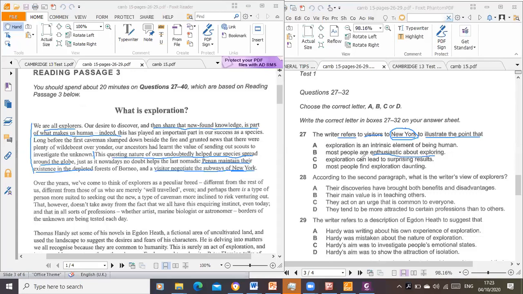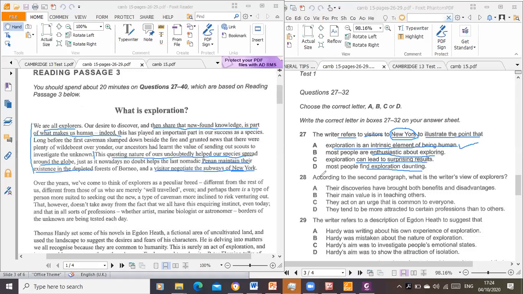It never had anything to do with the fact that most people are enthusiastic about exploring. No. Never talk about exploration can lead to results. Never talk about most people finding exploration daunting. But at least we know that even visitors going to New York is because of the human nature of exploring things and places. So that leaves us with A as the answer.